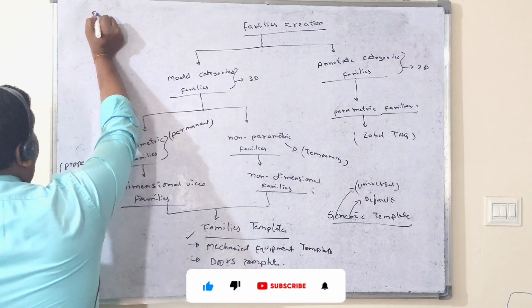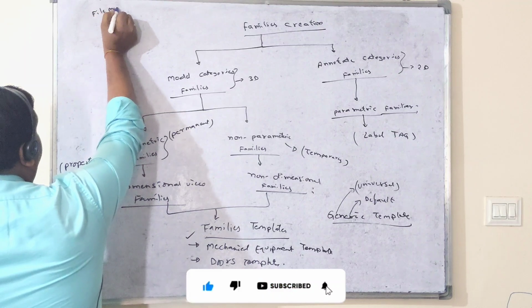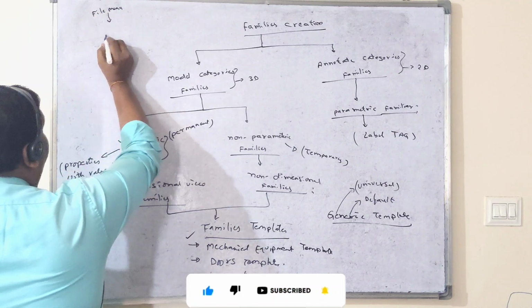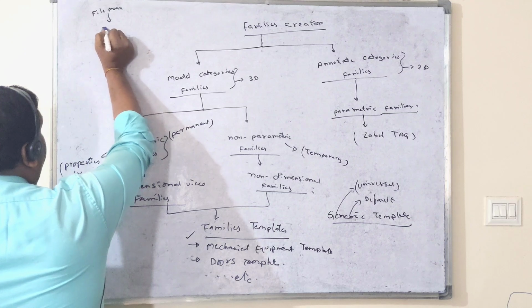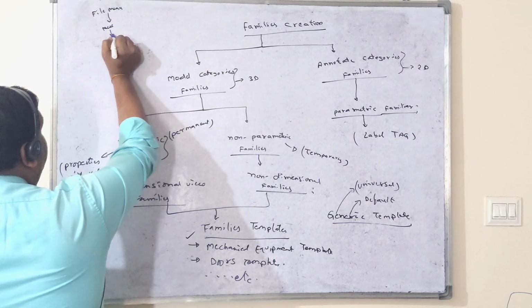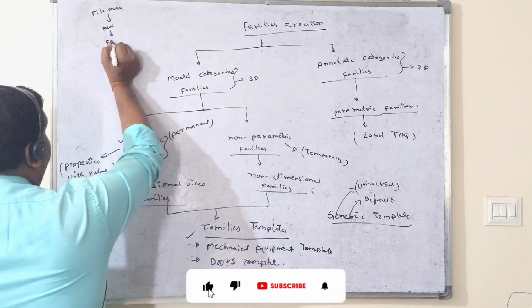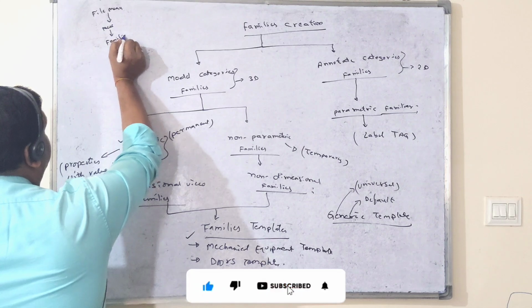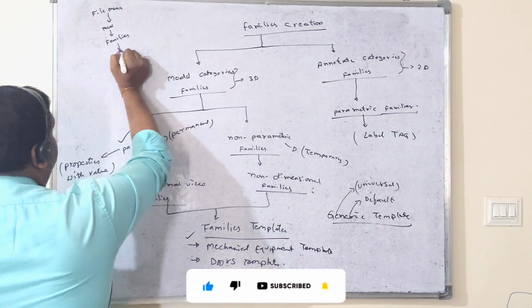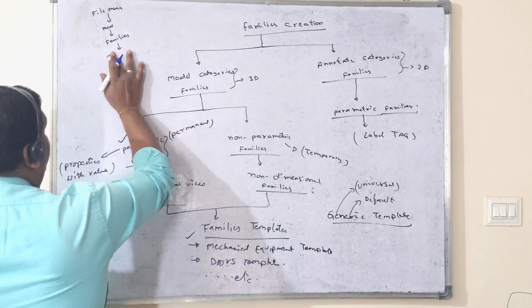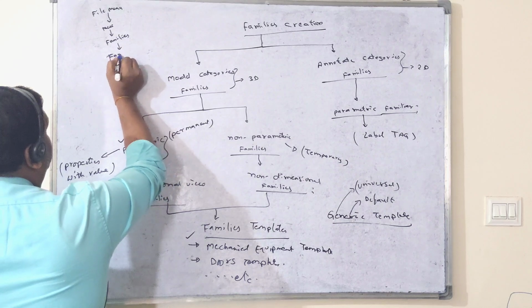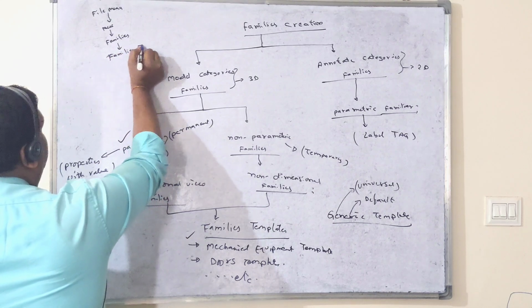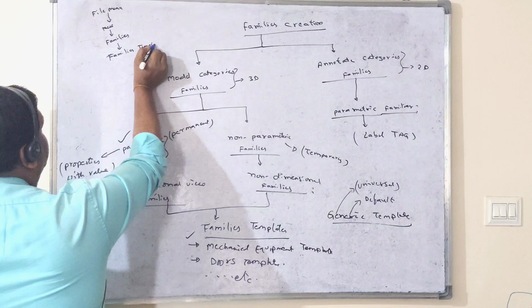So in the File menu, you have to go again for taking the new family template. Here you have to go to New. After clicking New, there will be a family creation option. If you click Family, then it is going to ask you for the family templates. This is the way we have to start the family creation.